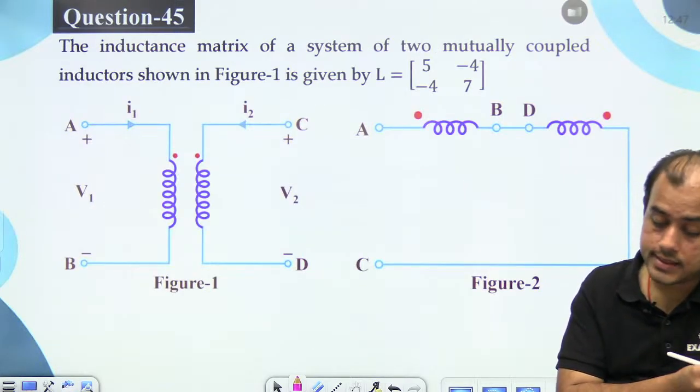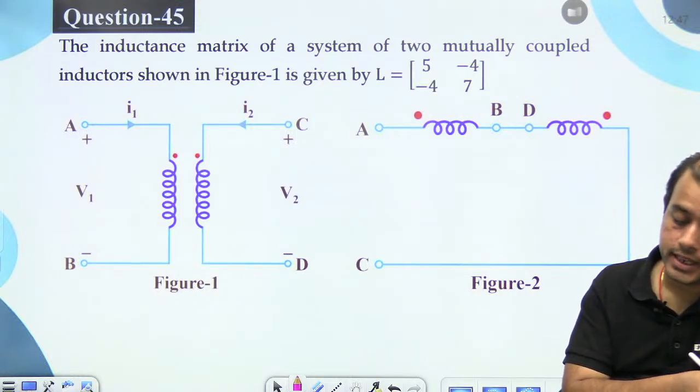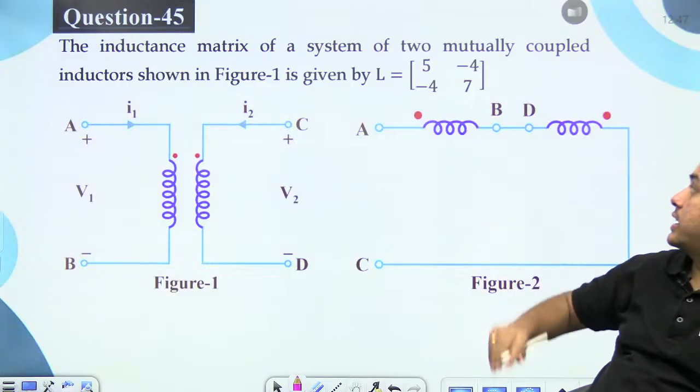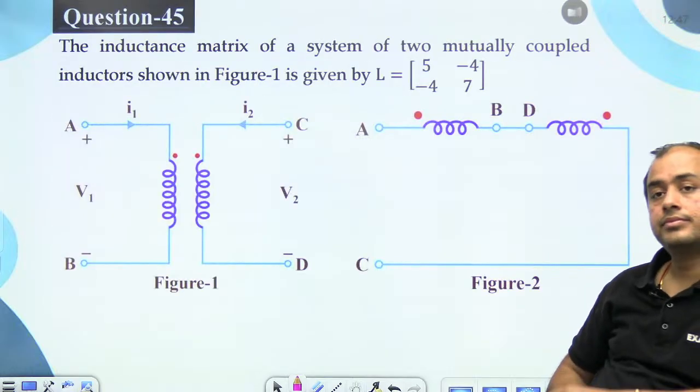The inductance matrix of two mutually coupled inductors shown in figure 1 is given by 5 minus 4 minus 4 7. When the inductors are connected, then the equivalent inductance is.